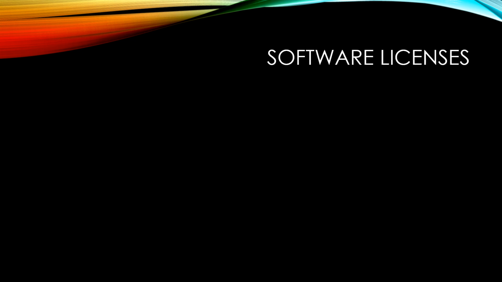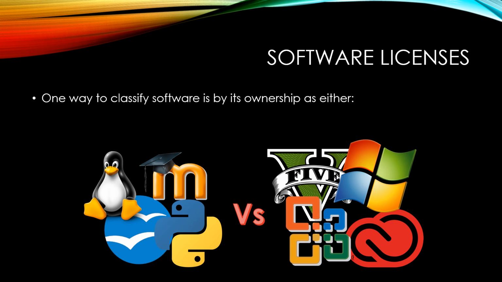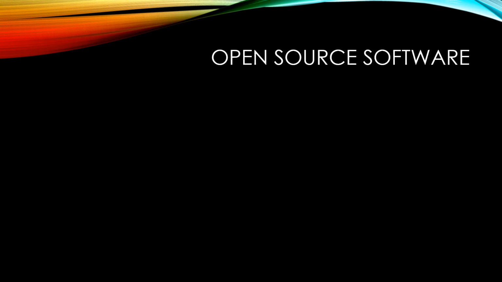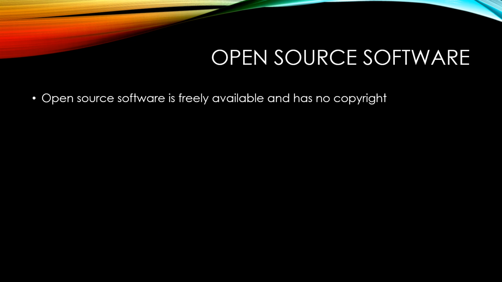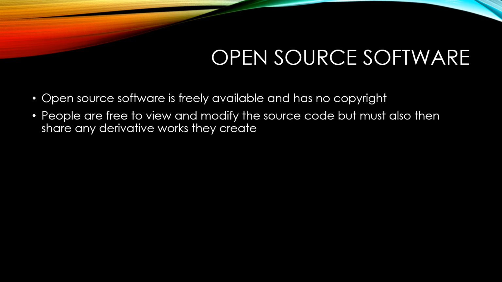One way of classifying software is by its ownership as either open source software or proprietary software. Let's take a closer look at what each of these mean. Open source software is freely available and has no copyright. People are free to view and modify the source code in order to make it better fit their needs, but they must also then share any derivative works that they create.